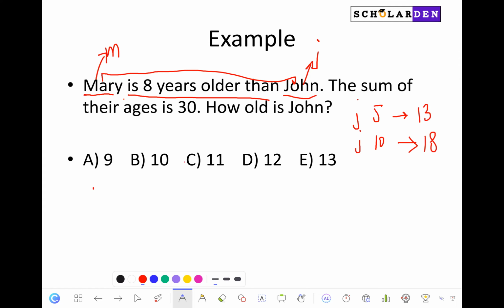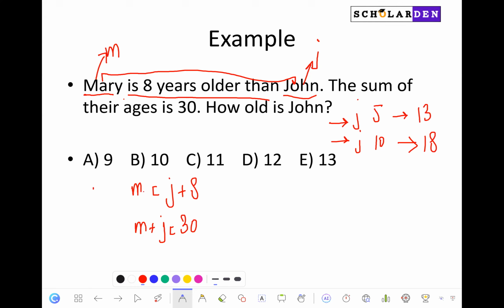Okay. So in this particular case, what we do is we say that Mary is equal to John's age plus 8. How do we do that? We found out by this, because John's age plus 8, M is equal to J plus 8. And then the second thing is that if we sum both their ages, we get 30. Now we have an expression which tells us Mary's age with respect to John's age, and which also tells us the sum of Mary's and John's age.